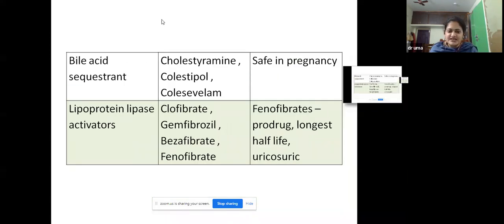Bile acid sequestrants are cholestyramine, colestipol, and colesevelam. Cholestyramine is available in sachets. Colesevelam is available in oral tablet form. They are safe in pregnancy. The lipoprotein lipase activators are clofibrate, gemfibrozil, bezafibrate, fenofibrate. Fenofibrates are prodrugs with the longest half-life, and they are also uricosuric.